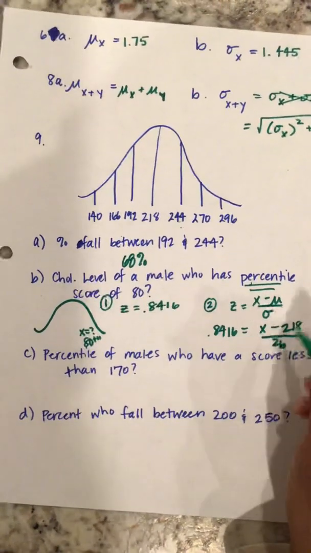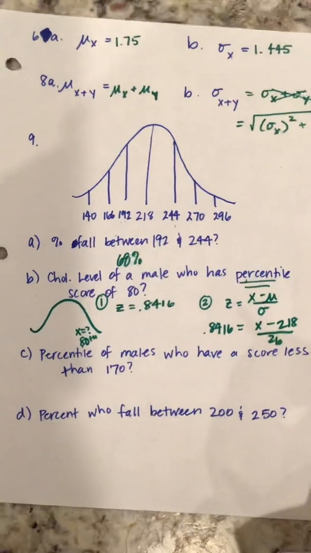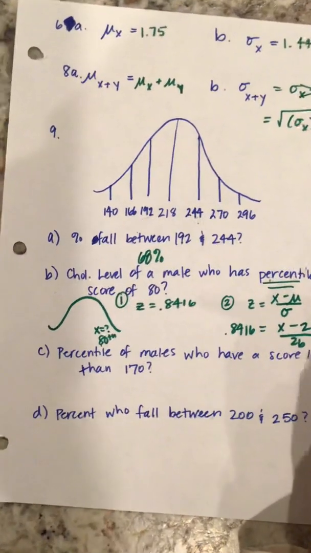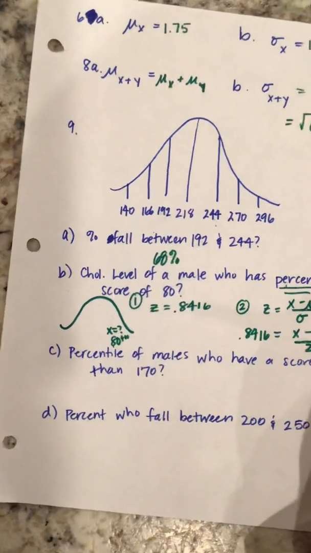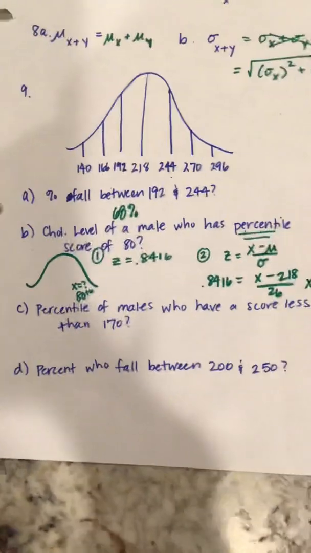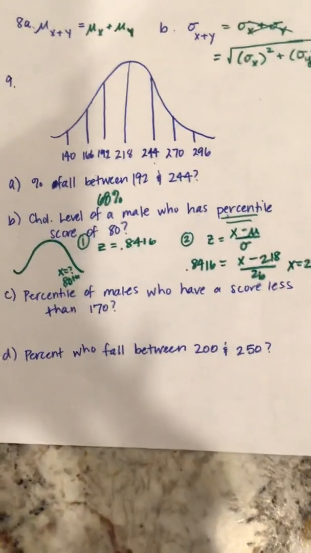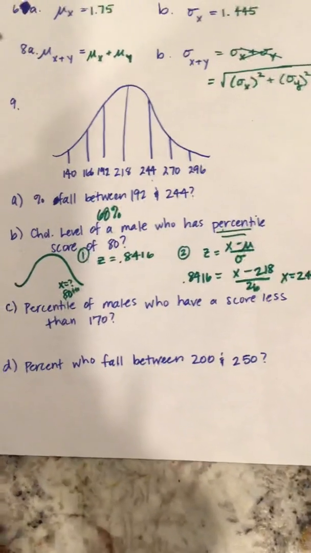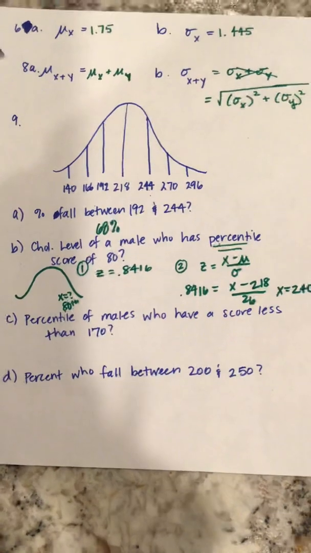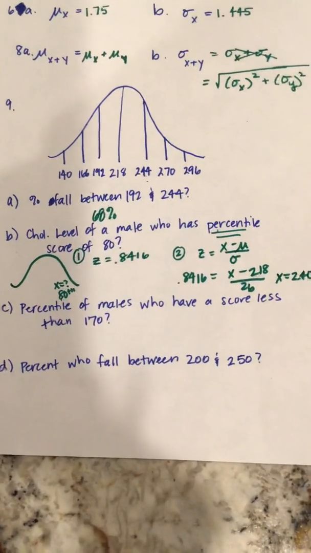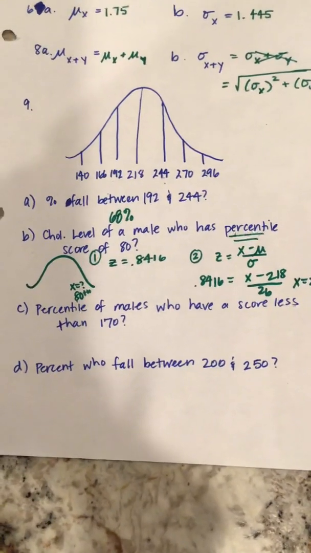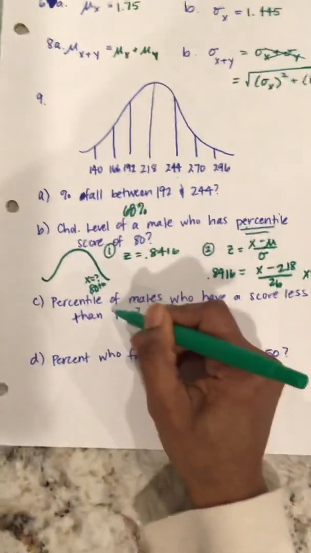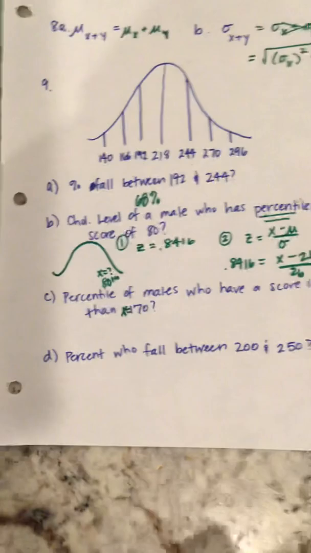Okay, and then we'd cross multiply to solve, and you should get that the cholesterol level would be about 240. Okay, all right. So now to find the percentile of males who have a score less than 170. So what does that 170 represent? In this situation, it's not a percentile. Instead, it's a score, or the x. So they're giving us the x.